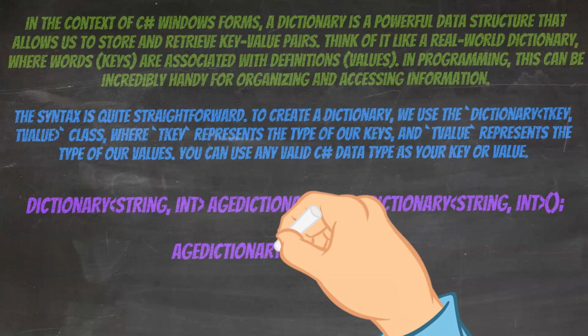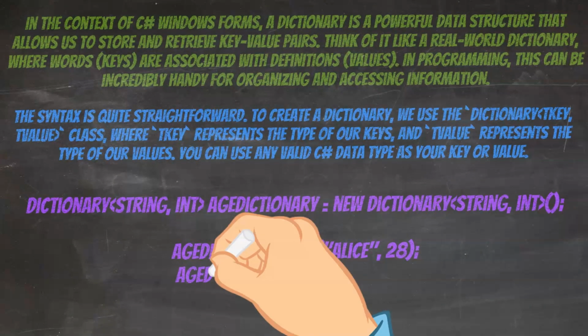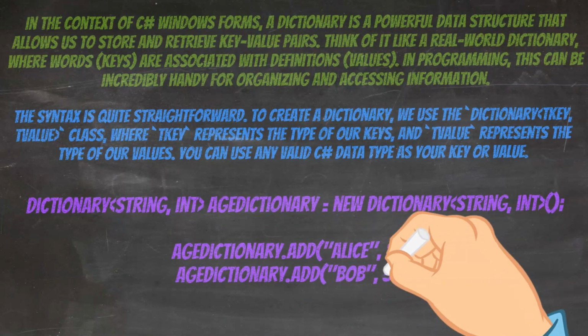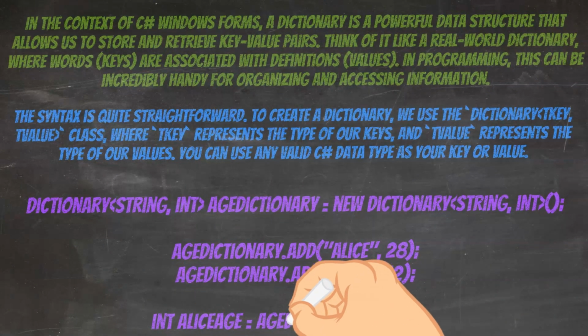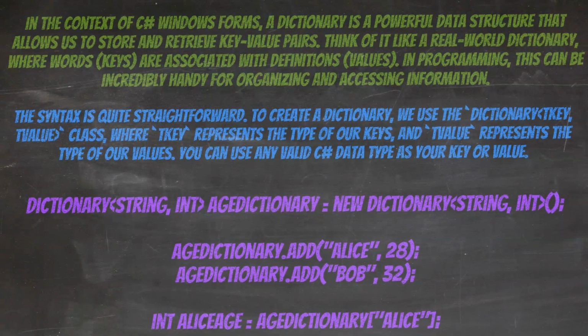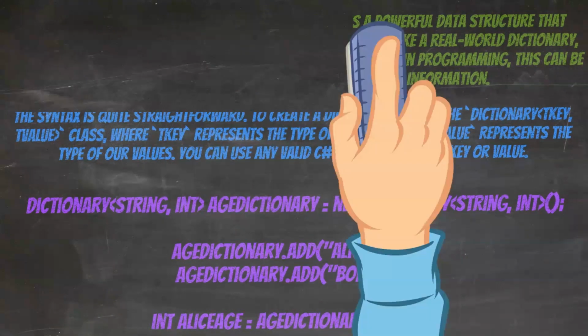Once we have our dictionary, we can easily add key value pairs using the Add method. Retrieving values is where dictionaries truly shine. We can quickly access values using their corresponding keys.